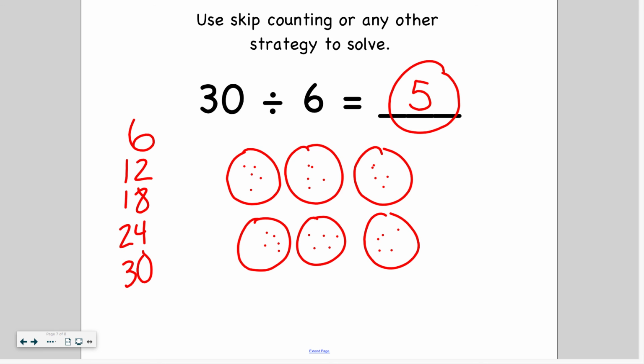And again, in your problem set, you don't have to use skip counting. That's just a strategy we focused on for today. But you can use whichever strategy works best for you.